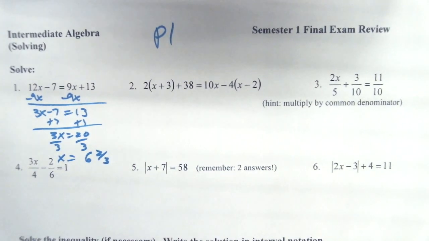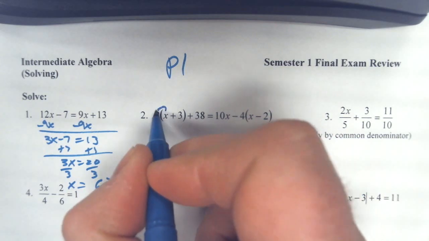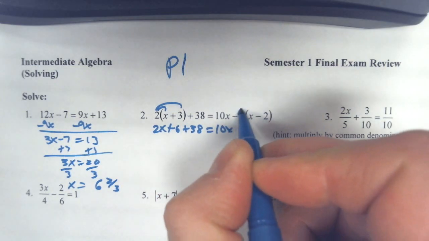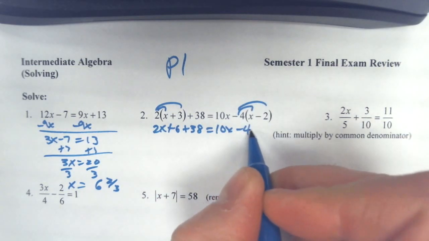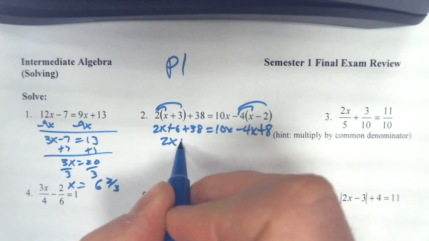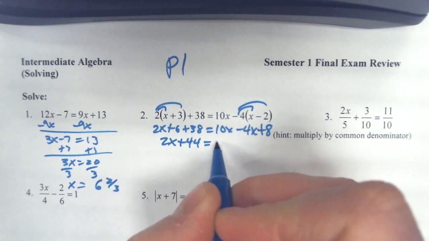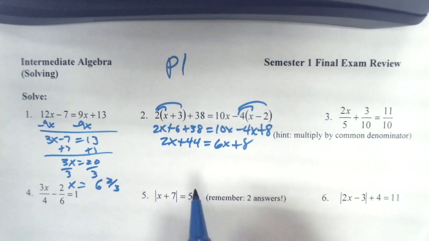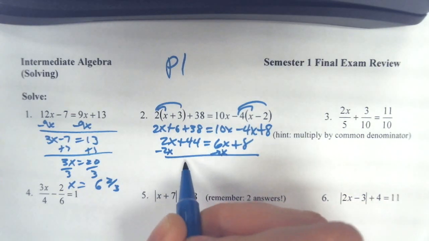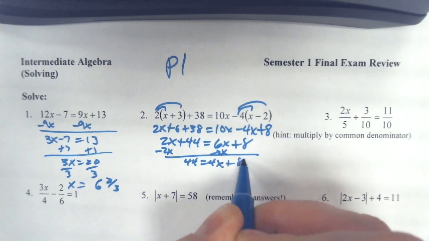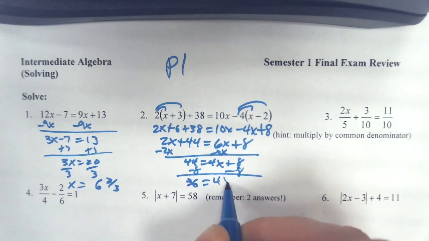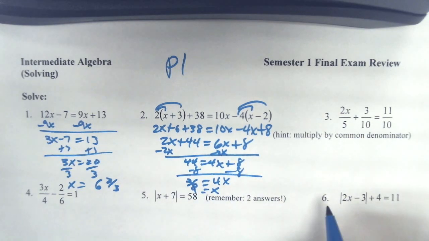On question number 2, I'm going to distribute first, giving me 2x plus 3 plus 38 equals 10x. And again, on this side, I have to distribute, so I'm going to get negative 4x plus 8. Negative times negative is positive. I'm going to put my like terms together, and I get 6x plus 8 on that side. I'm going to subtract 2x, and I'm going to have 44 equals 4x plus 8. Minusing the 8 from both sides, I get 36 equals 4x, so x equals 9.